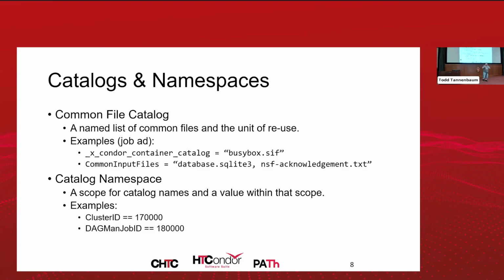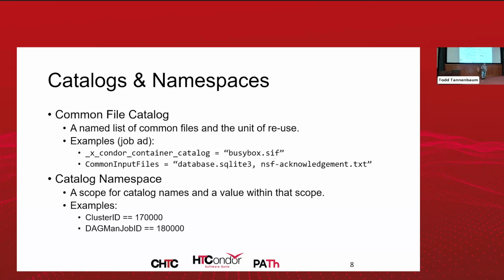And so a catalog, I've been talking about common files. We don't actually share common files individually. We share them as a unit. The common file catalog is a named list of common files. So examples you might see in a job ad, we might say your container image is its own catalog and it's got a particular name. You might tell us my common input files: I have this big old database, and I'm going to be generating some PDFs automatically, I'm going to have my NSF acknowledgement ready to go.